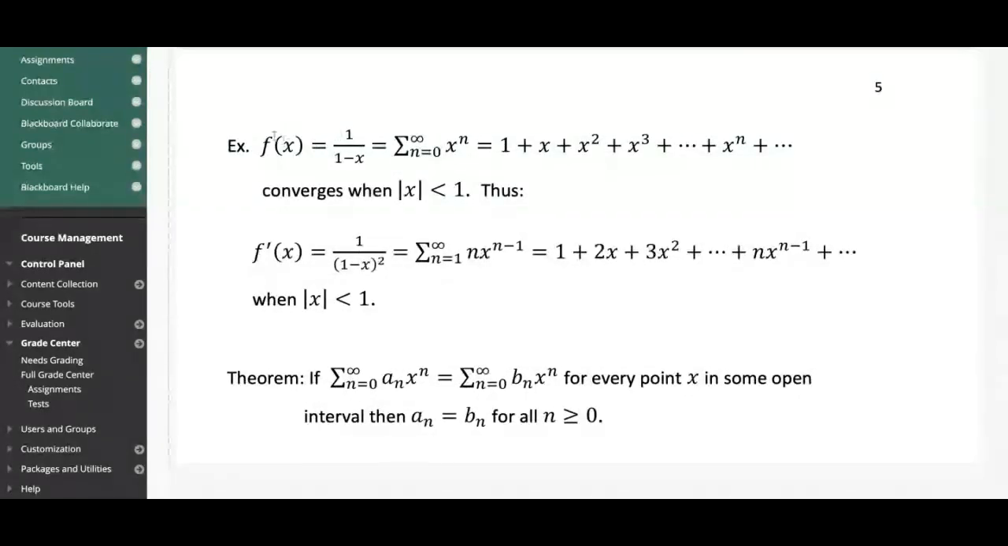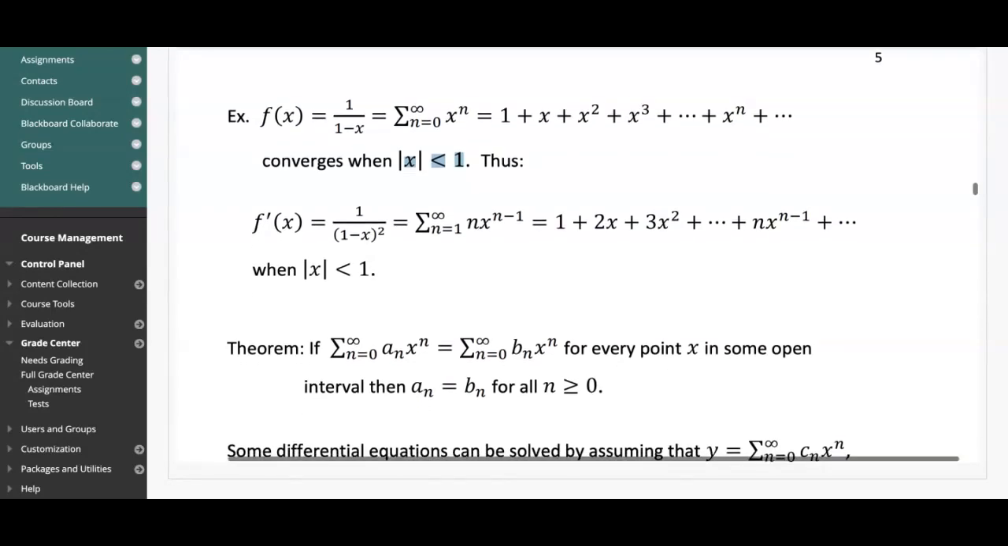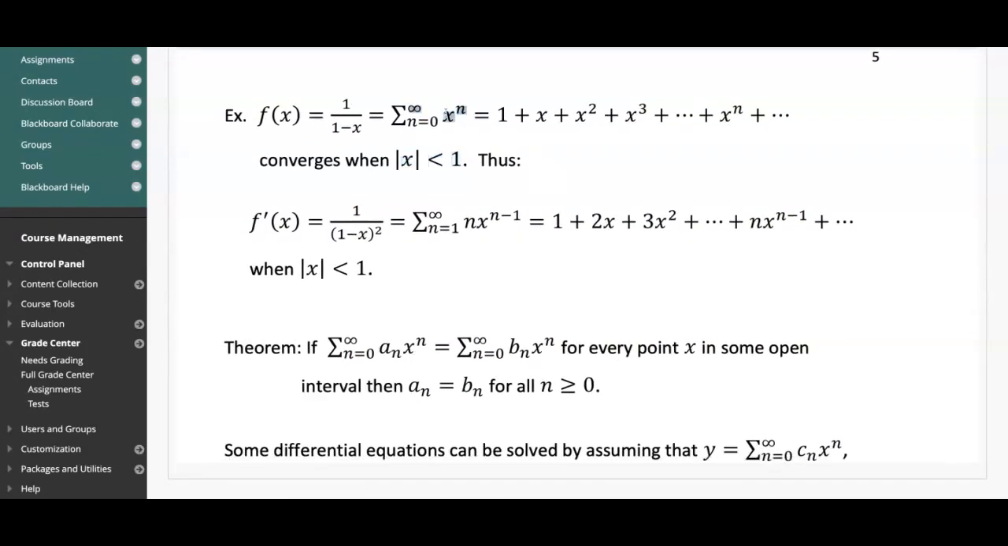Let's see this example. f(x) equals 1 over 1 minus x. We know this converges when the absolute value of x is less than 1, or when x is in between -1 and 1. So the power series is just 1 plus x plus x squared, right? General term, just x raised to n.